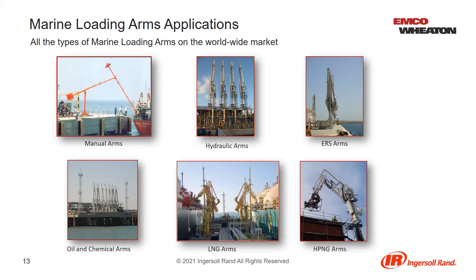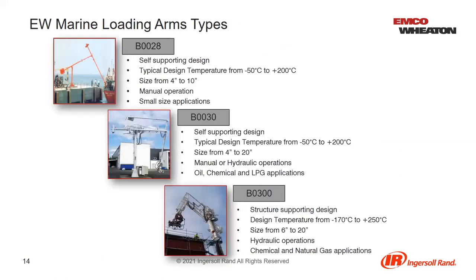Then on the bottom left picture, you can see oil and chemical loading arms. These just have different product lines made of different material. In the middle picture, you can see LNG loading arms equipped to LNG tankers and an FSRU. And on the right-hand side, on the bottom part, you can see a high-pressure natural gas loading arm. Of course, the different types also have different names.